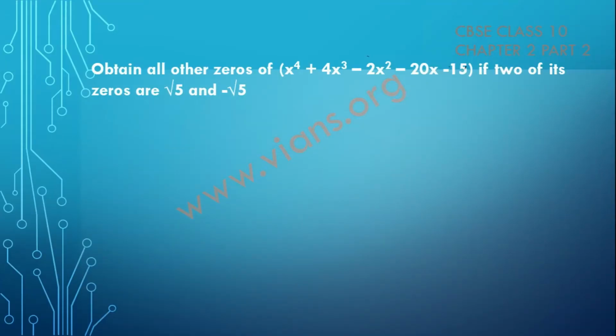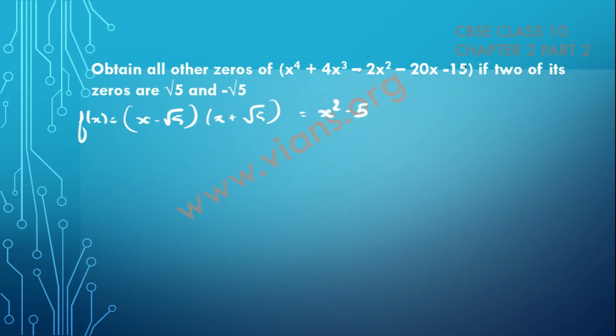Problem 6 says that obtain all other zeros of this if two of its zeros are root 5 and minus root 5. So this is pretty similar to that one. We know that if these are the two zeros, then x minus root 5 and x plus root 5 are two factors which when multiplied together will give you a polynomial that is a divisor of this particular polynomial. So we know when these multiply together, this is of the form a minus b into a plus b, this is a square minus b square.